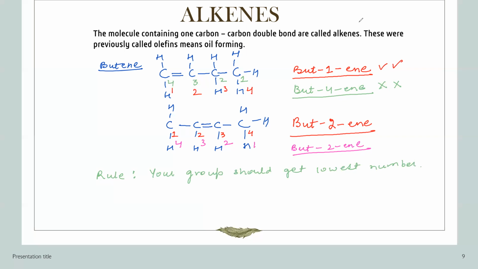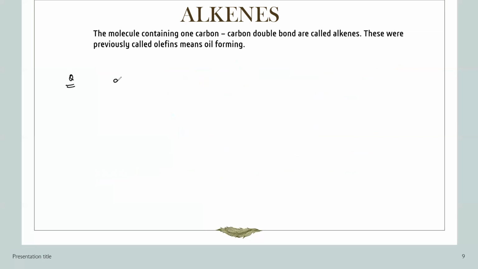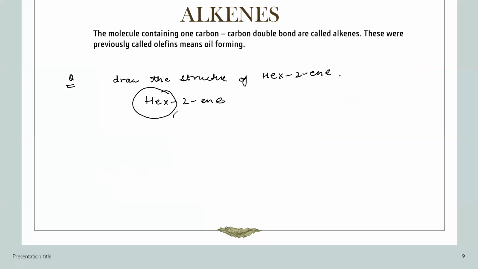Okay, now let us solve a question. The question says, draw the structure of hex-2-ene. So how to solve it? First write the name. Name is hex-2-ene. So what information do you get? Hex. Hex means how many carbons? 6 carbons. And ene means double bond.